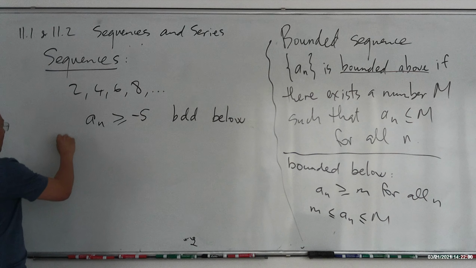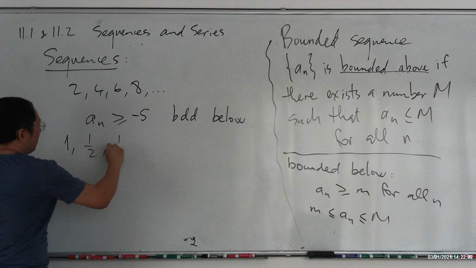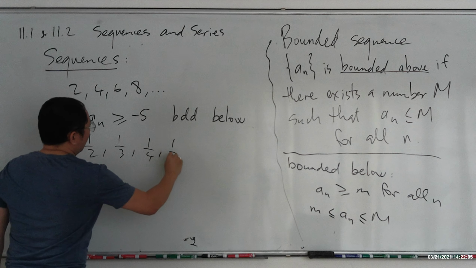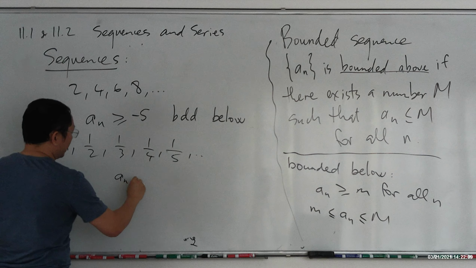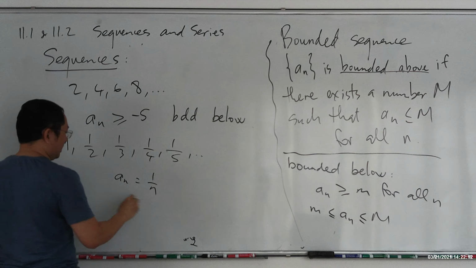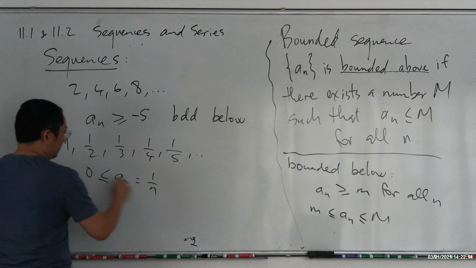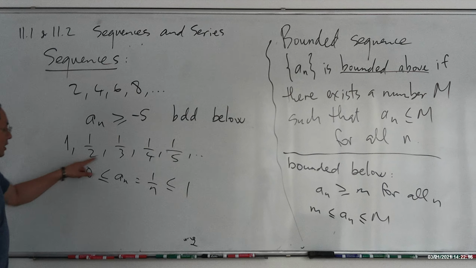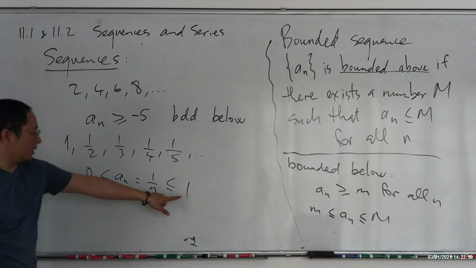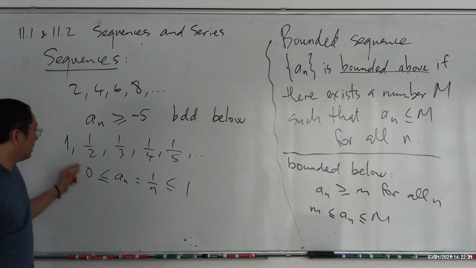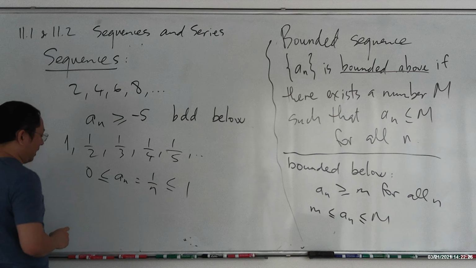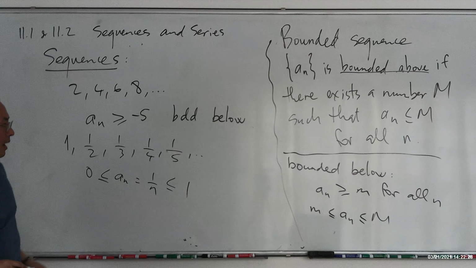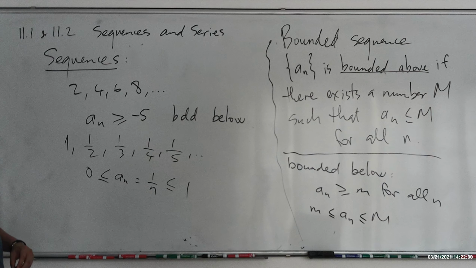Alright, how about this one? 1, 1/2, 1/3, 1/4, 1/5. This an is equal to 1 over n. Is that right? This is greater than or equal to 0, less than or equal to 1. Right? All the terms right here are going to be smaller than or equal to 1. So this is bounded above by 1, and all the terms are going to be positive, so it's going to be bounded below by 0. This sequence is bounded above and below. We good?